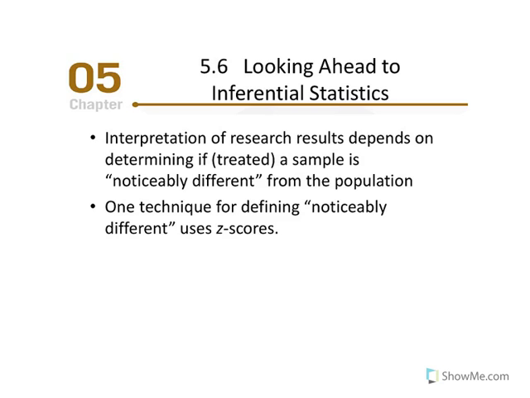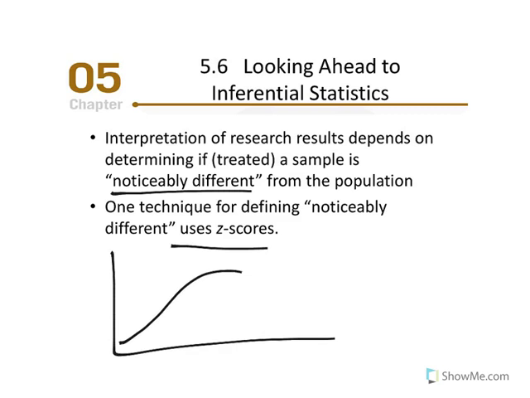So once a treatment is administered and we are able to make comparisons, we want to know, is the group that received treatment noticeably different? So we need to define what we mean by noticeably different. One technique for defining noticeably different is to use Z-scores. And we've seen in our text this idea of one standard deviation unit above and below.